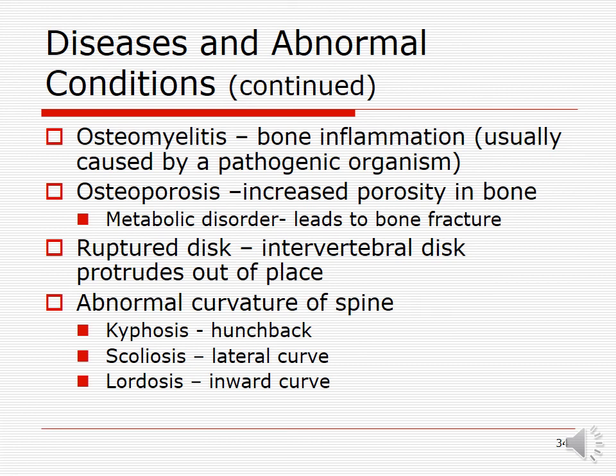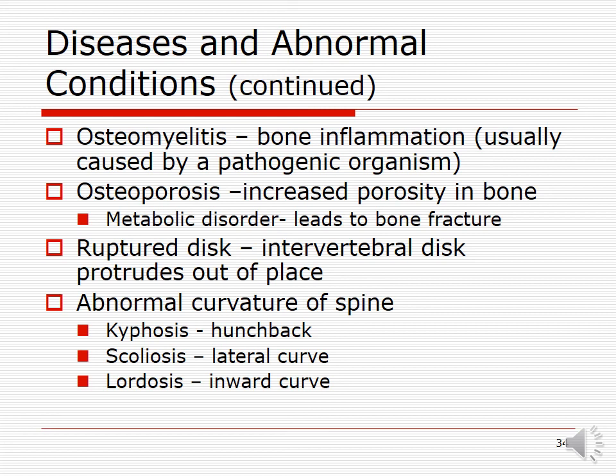And then finally, we have some abnormal curvature of the spine. And again, we'll see this not necessarily just with the elderly patient, but some people have this at a very young age. So kyphosis is kind of your typical hunchback. So if you think about the Hunchback of Notre Dame, where you see that big kind of lump at the base of the cervical spine in the back, and they're kind of hunched forward.